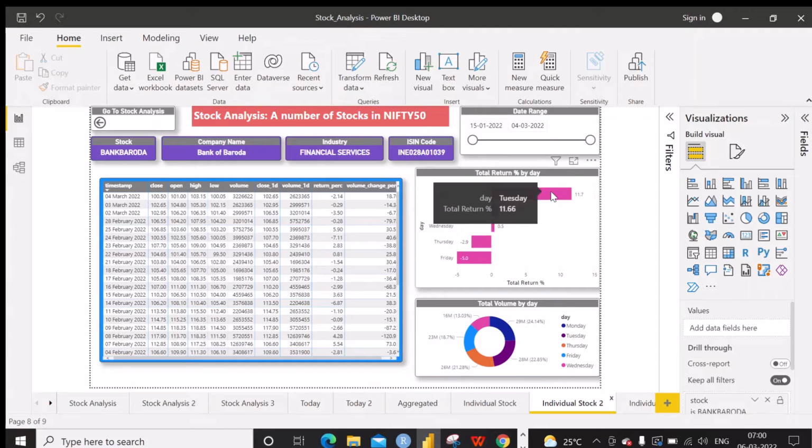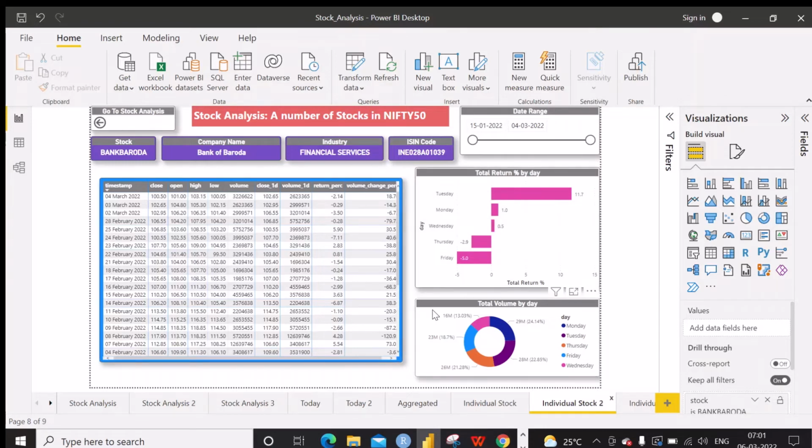If they are interested in trading this stock, this is the historical behavior of this stock. So if they want to buy, then they can choose Friday. If they want to sell on Tuesday, then with all other details and all other parameters, only then he or she can decide whether to sell or not. It is just a guidance.